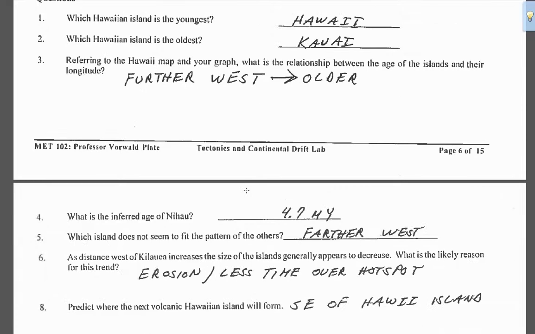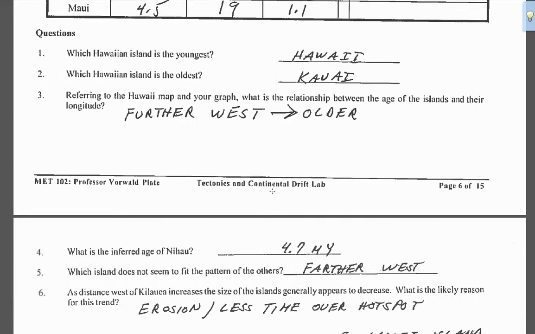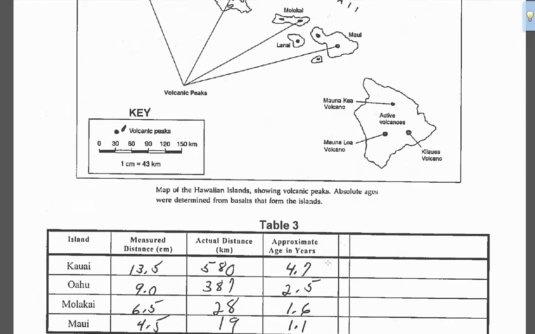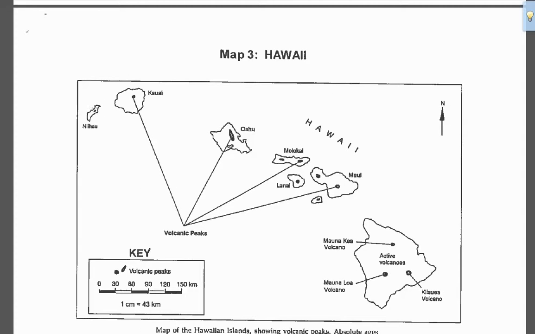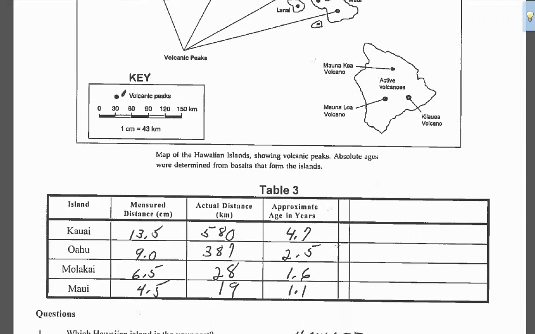And let's see, what's the inferred age? The inferred age of this, Niihau, I guess that's how you pronounce it, you would get by using the graph. And we've done a few of those also. Which island does not seem to fit the pattern of the others? Anything that was farther west. And again, you could have picked this one here, would have worked, and that was fine.